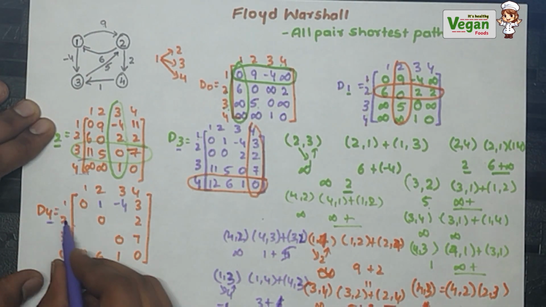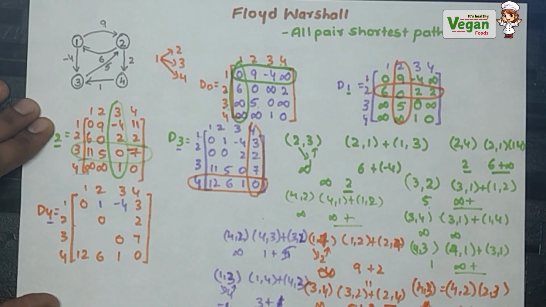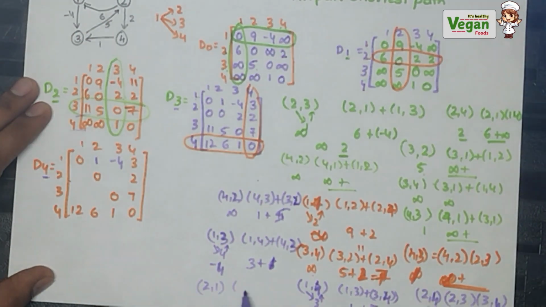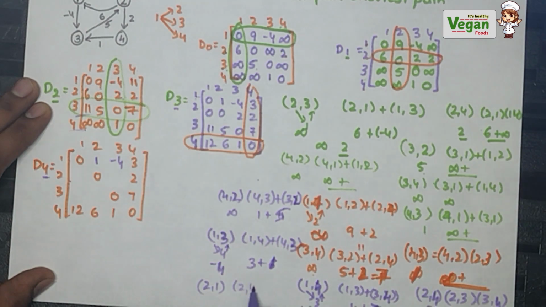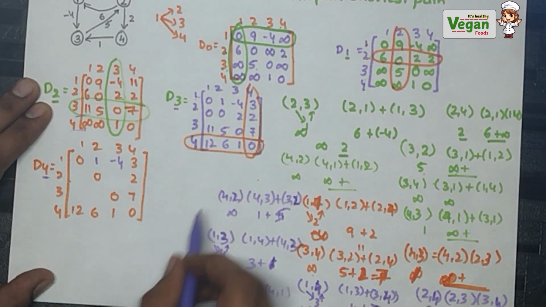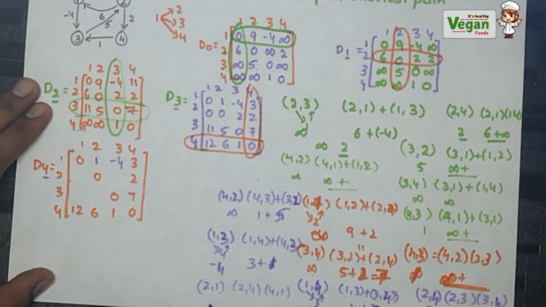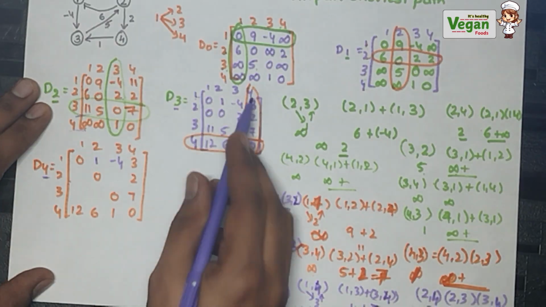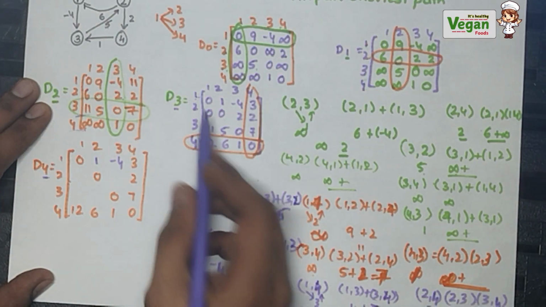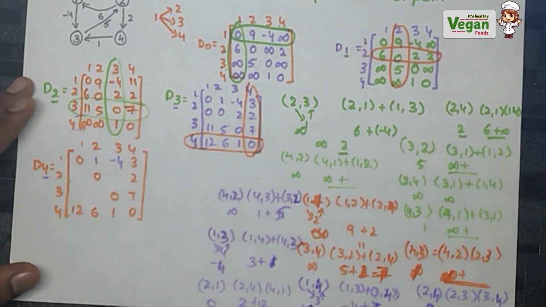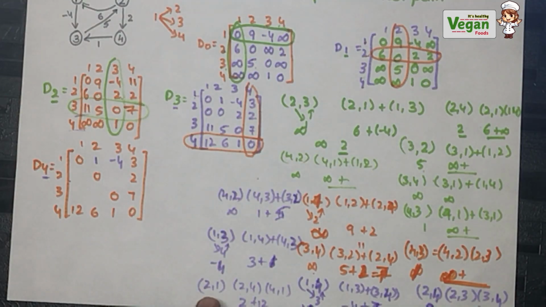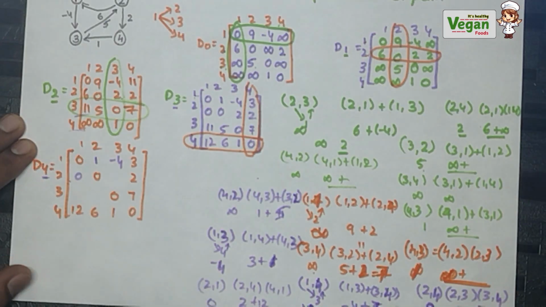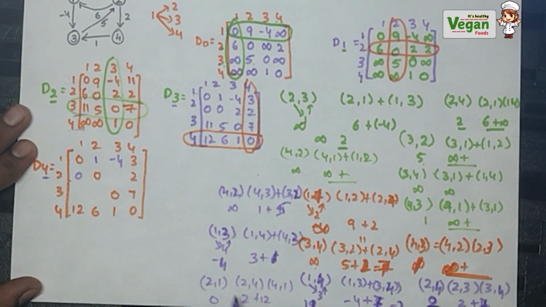Now 2 comma 1. To find 2 comma 1, you must go from 2 to 4 and come from 4 to 1. 2 comma 1 value in the previous matrix is 0. Next 2 comma 4 value is 2. 4 comma 1 value is 12. So 12 plus 2 is 14. Among 14 and 0, which is the smaller one? 0. So write 0.